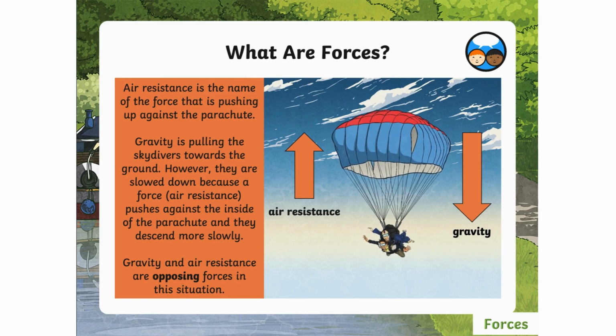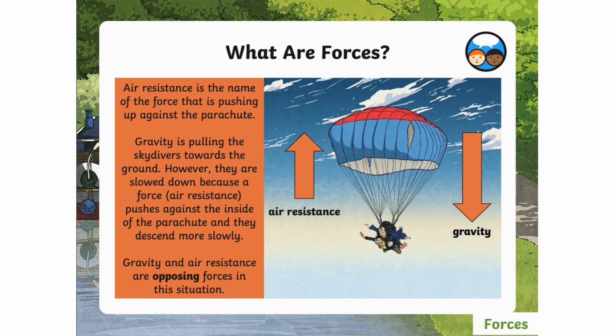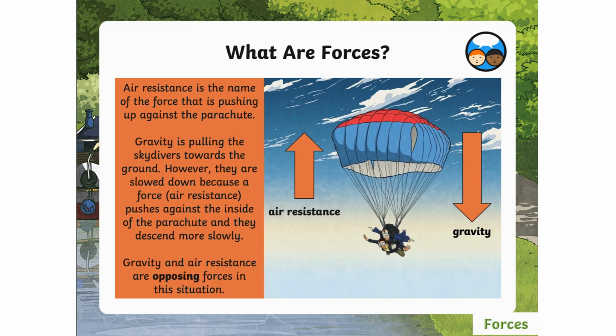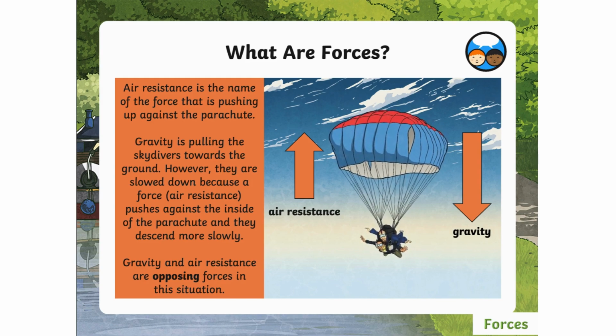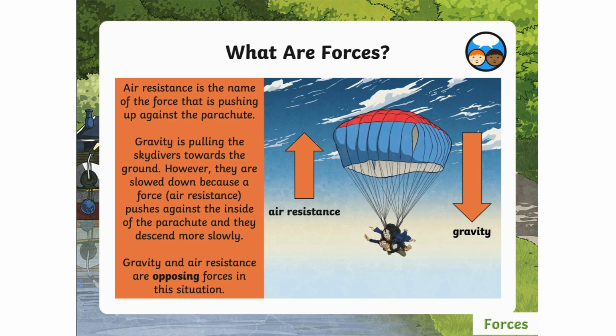So it's air resistance. Indeed. Air resistance is the name of the force that is pushing up against the parachute, right? It's trying so that the gravity doesn't pull it. So gravity is pulling the skydivers towards the ground. However, they are slowed down because of a force, that is air resistance, okay? It is something which is not going to let it fall in a rush and makes it fall in slow motion. It pushes against the inside of the parachute and they may descend more slowly.